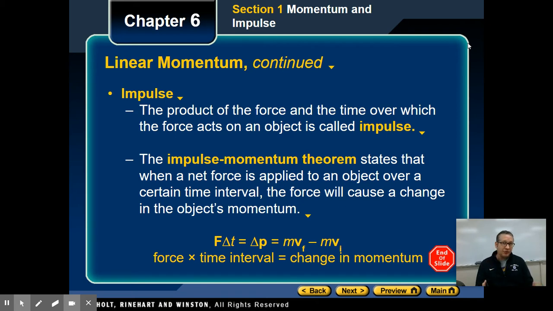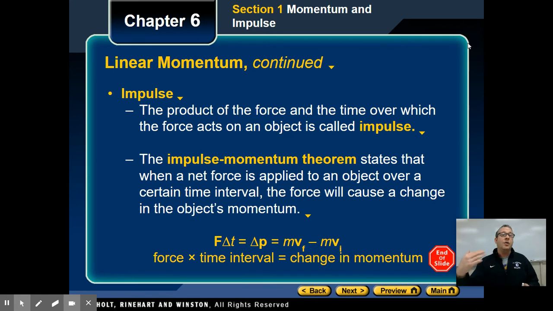So what is an impulse? Well, an impulse is the product of the force and the time over which the force acts on an object, okay? How long do two objects have in contact, and at what force are they contacting each other with? Okay, that will be our impulse. The impulse momentum theorem is what we are going to be focusing our attention on today. We're going to be looking at that concept of impulse and how it impacts the momentum of a certain object, okay? And this theorem states that when a net force is applied to an object over a certain time interval, the force will cause a change in the object's momentum.